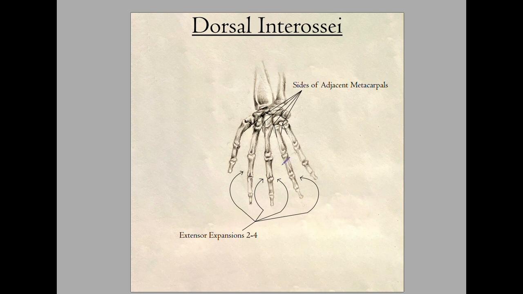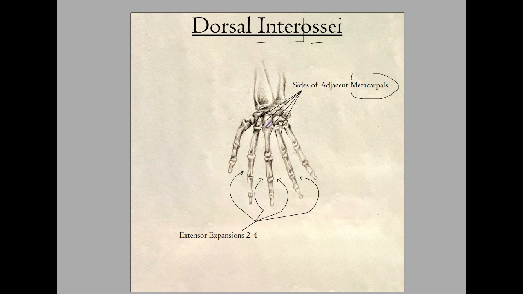And where's it attaching? Interossei. If you break that word down, that word means between bones, okay? Which bones is it going to be lying in between? The metacarpals, okay? So it's going to be attaching to the sides of adjacent metacarpals. That just means metacarpals next to each other, right? So it's going to be attaching to this metacarpal, the first one, and the second one.